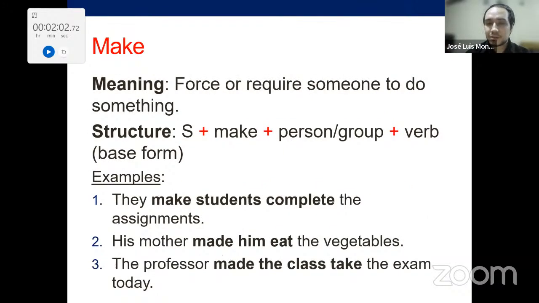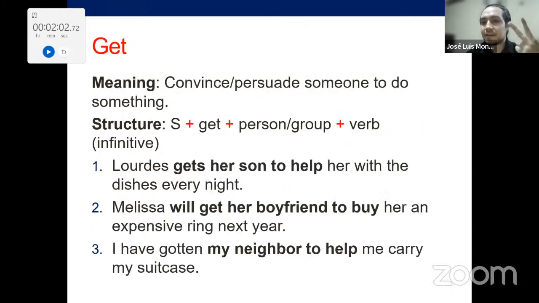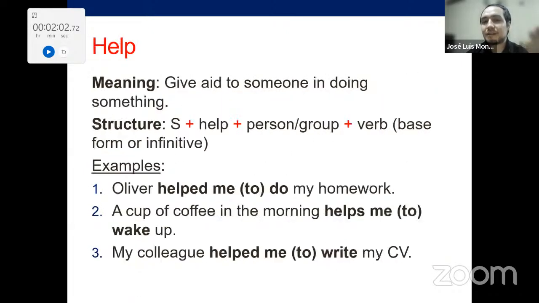So one more time, to review: make for obligation, have for professional services, get for persuasion, let for permission, right? And help for just giving aid, right? Help, there's no way to get lost over there.